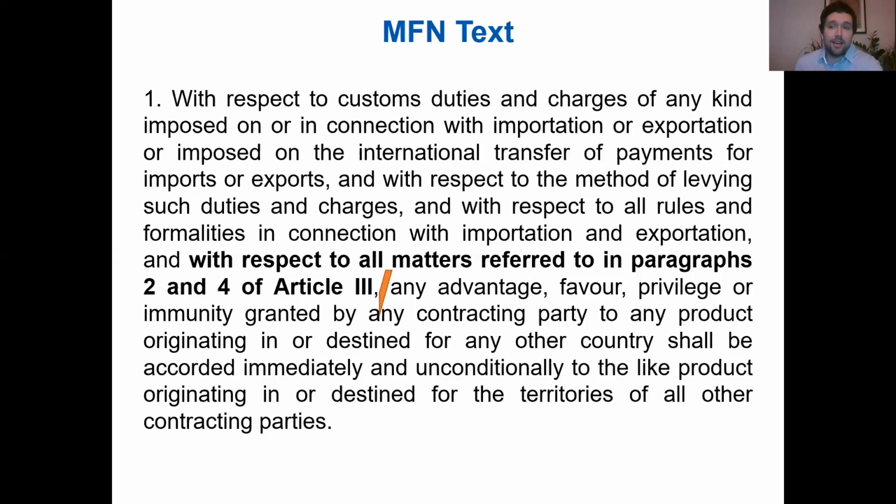We need to understand how to interpret the text of this Article 1. In particular, this phrase, with respect to all matters referred to in paragraphs 2 and 4. Is payment of subsidies to domestic producers a matter referred to in paragraphs 2 and 4? That is the question for the interpretation. And depending on how we interpret it, depending on what conclusion we arrive at, we may have opposite solution of the particular matter. EC may either keep the subsidies or EC will have to remove the subsidies.